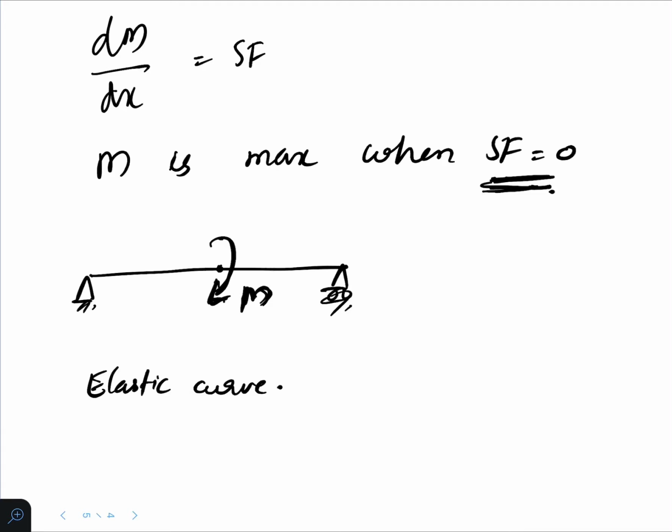See this, because of this moment, see the arrow of this, it is acting like this on this member. So what will happen? The member bends like this, and on this member it acts like this. So it will be like this. See the curve. This is the elastic curve.